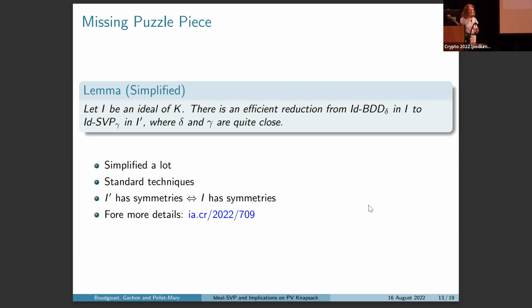And of course, now the missing puzzle piece is that you have to map this bounded distance decoding instance to a shortest vector instance. And here I will be a bit hand waving because it's actually a very standard technique and not so relevant for this talk. The really only important thing is that we map an ideal I to some related ideal I prime, and that those have a relation in the sense that whenever I has symmetries, then I prime has also symmetries and vice versa. So this reduction preserves symmetry somehow.